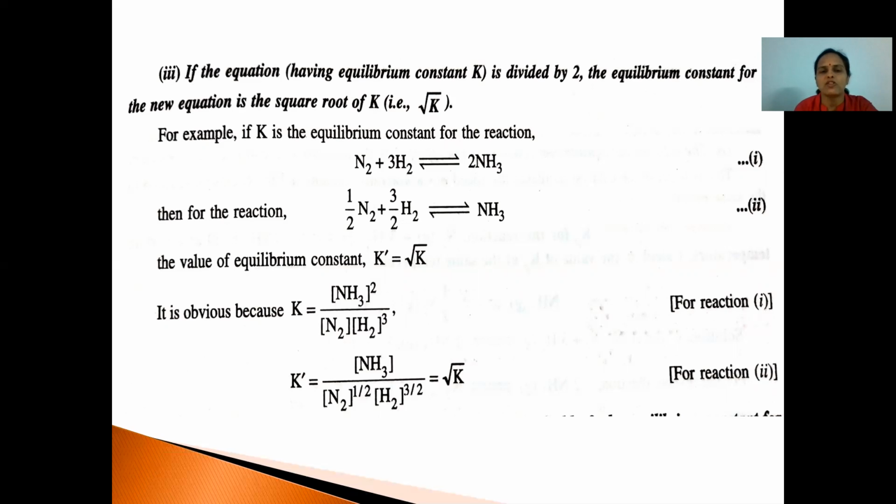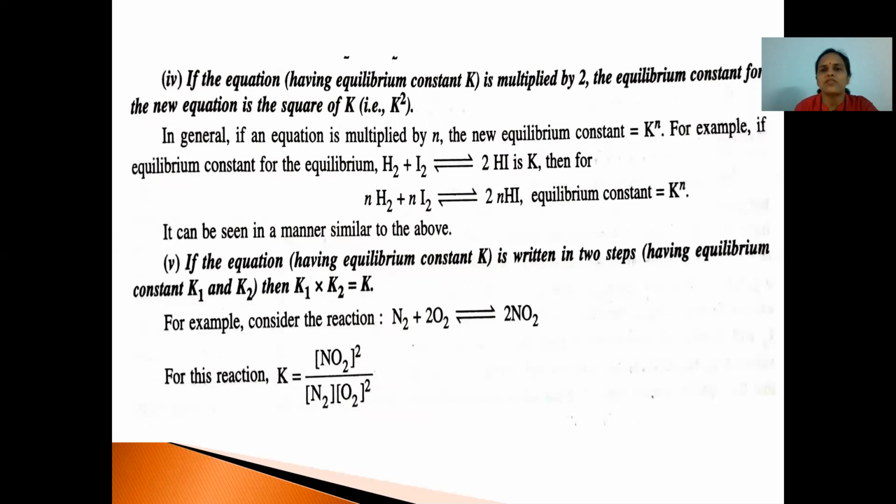It is obvious K equals NH3 square divided by molar concentration of N2 into molar concentration of H2 to the power 3, and K dash is equal to NH3 divided by N2 to the power half into H2 to the power 3 by 2. So we get here K dash is equal to root over K.